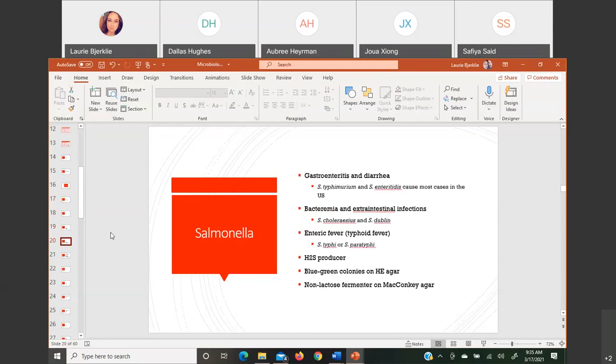Salmonella, again, a lot of diarrhea. This will enter bacteria, a lot of diarrhea. So gastroenteritis and diarrhea linked to Salmonella Typhimurium and Salmonella enteritidis. I can't say that word, enteritidis. Other Salmonellas, we have Salmonella typhi, which has been linked to typhoid fever. Again, same color colonies as Shigella: blue-green on HE, clear on XLD, non-lactose fermenter on MacConkey, but again, Salmonella is an H2S producer.